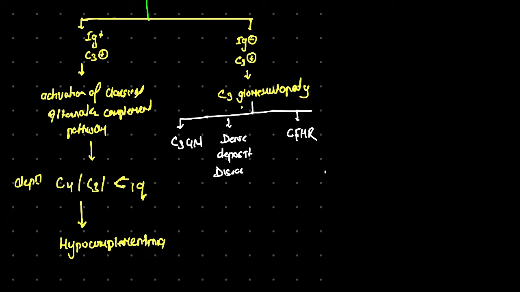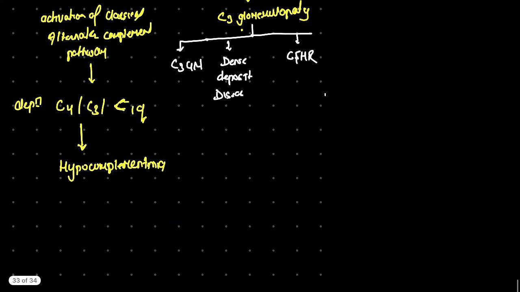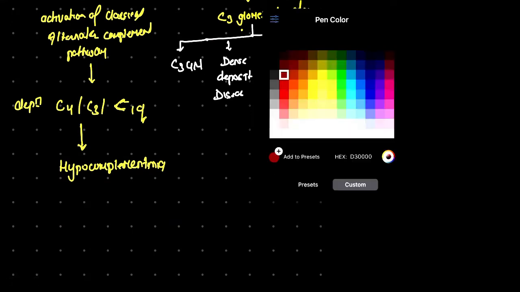Now we will look in detail at these things. We are classifying based on the presence and absence of immunoglobulin. If there is the presence of immunoglobulin, we keep it in the first group, and if there is absence, then we call it C3 glomerulopathy. Under this C3 glomerulopathy, we are dividing it further into these three types. Now in the case of C3GN, complement 3 glomerulonephropathy, it is simple.